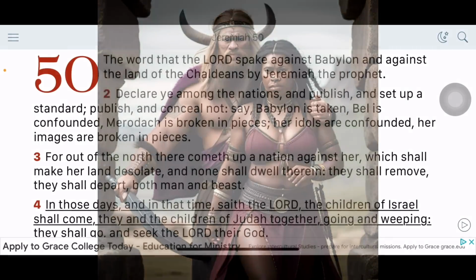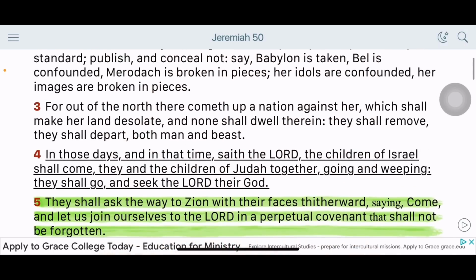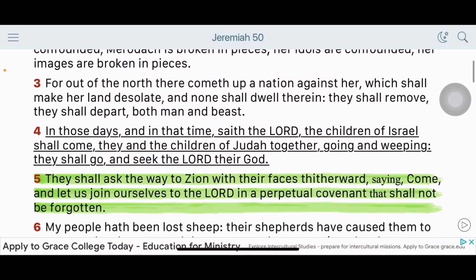But that's not the point of what I'm trying to get at. This is the point. It says, in those days and in that time. Normally, the prophet will say, in that day. But it says, in those days. So we have to understand that day, when you read the word day in scripture, it's not always talking about a 24-hour or a 12-hour period of time.